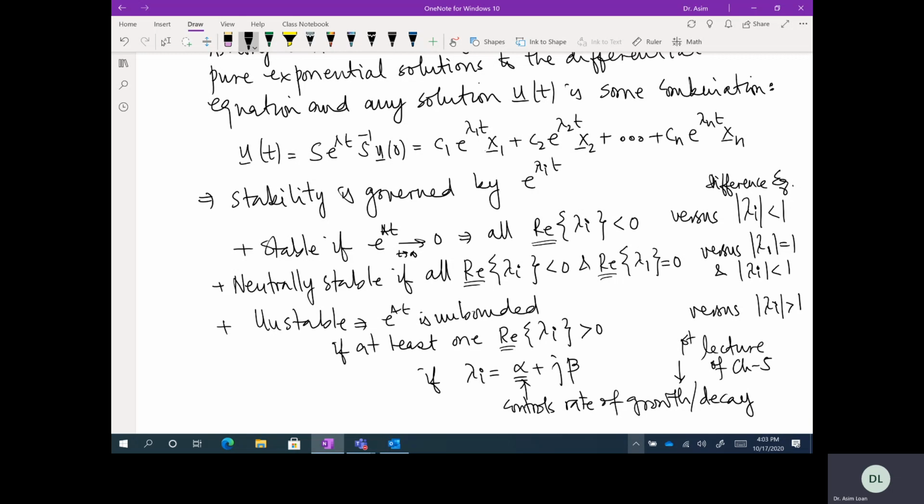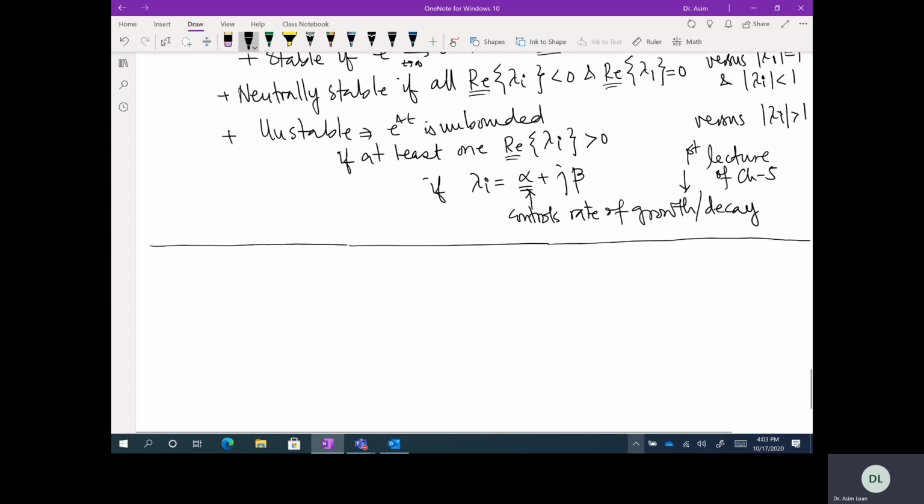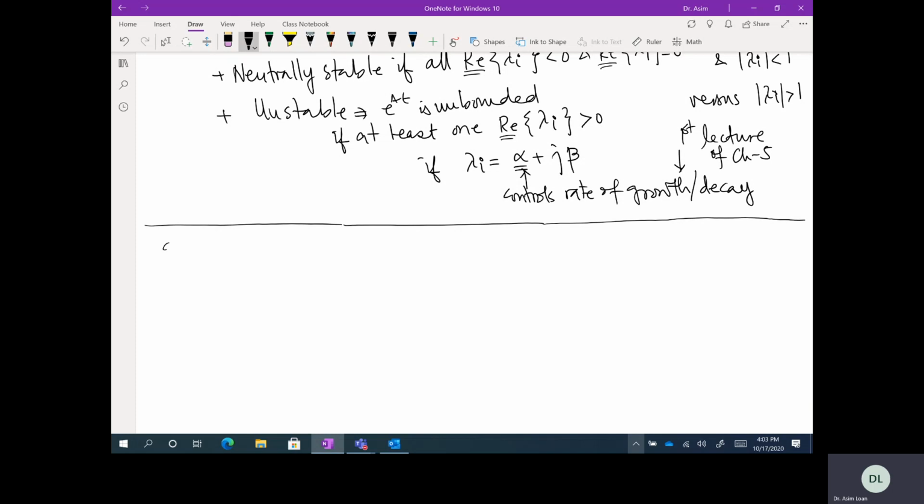Okay, so let's look at another example. What happens if the matrix is symmetric? Maybe we have some simplifications. For example, du/dt is the matrix [a, b; c, d] times some u.